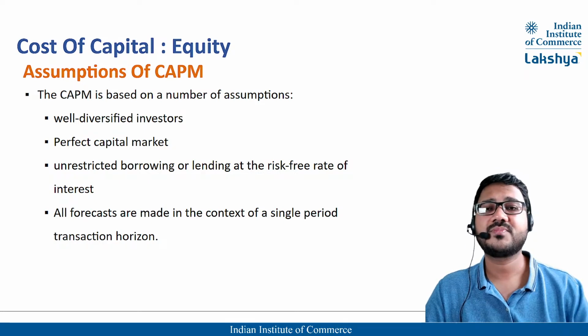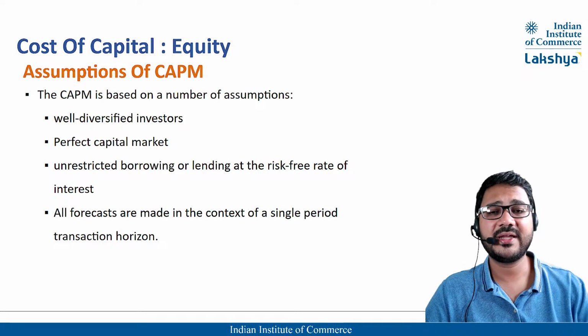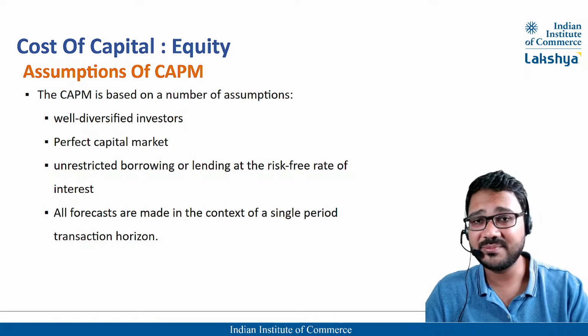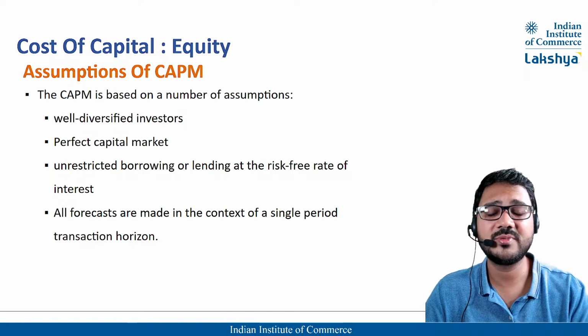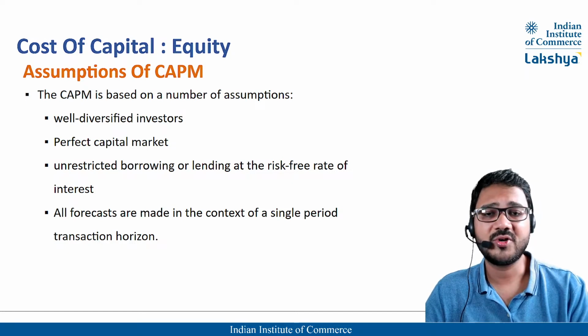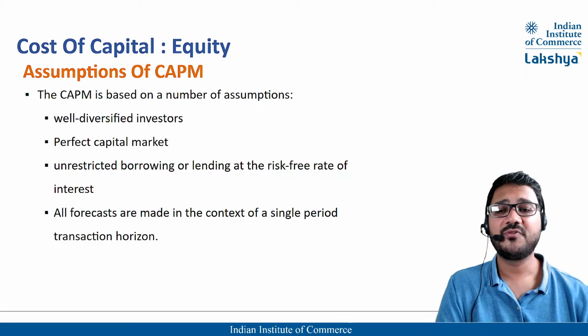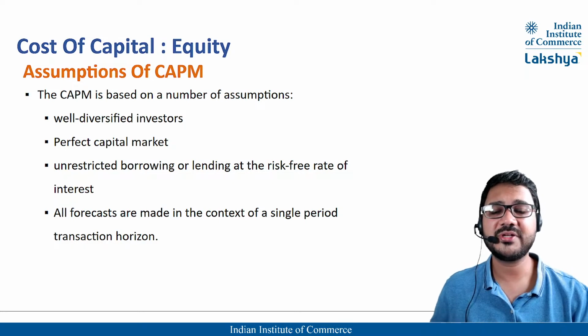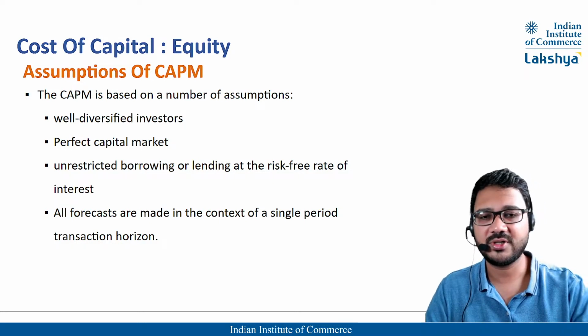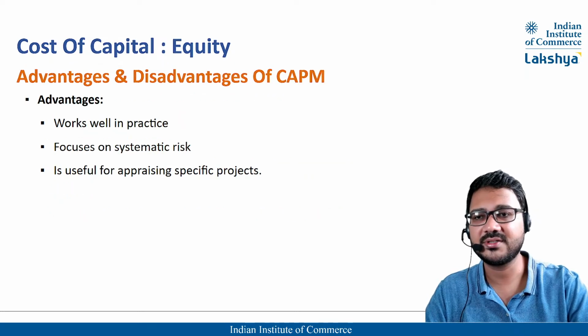Now, unrestricted borrowing and lending at the risk-free rate is highly unlikely because each company is able to lend and borrow at different rates. Usually, it's the base rate plus some spread. All forecasts are made in the context of a single period time horizon, which again is difficult.